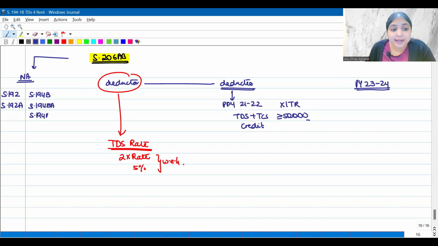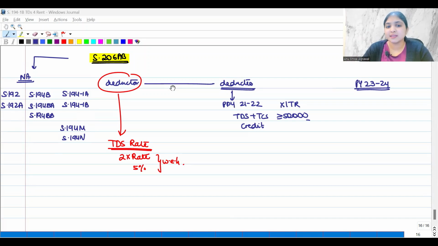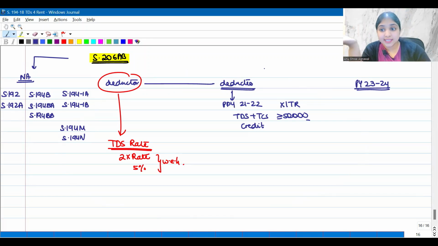Not applicable to 194BB, horse race winnings. It is not applicable to section 194IA, purchase of immovable property. Not applicable to 194IB, rent which is not covered by 194I. It is also not applicable to 194M and 194N. To these sections, 206AB is not applicable. All other sections, 206AB is applicable. And exactly similar section we have even in TCS.